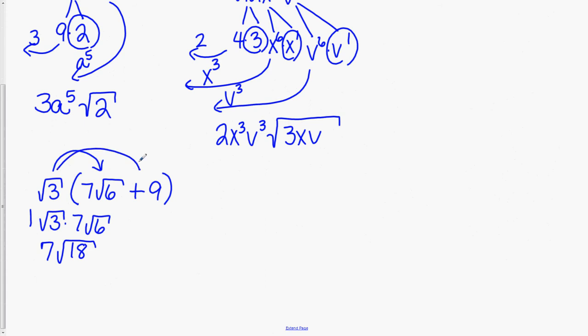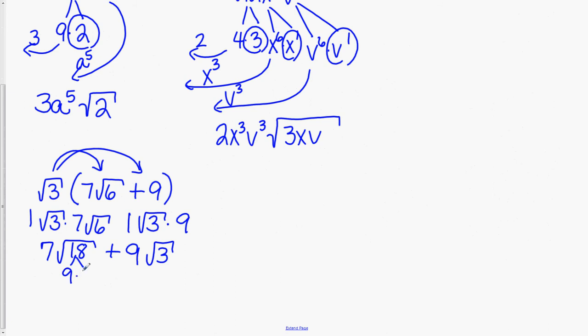Okay, and then I'm going to take square root of 3 times a 9. Now remember that 9 is an outside number because it's not underneath the root. So 9 times 1 would be 9, and then I don't have anything to multiply that square root of 3 by. Now, once you have done that, let's look at 18.